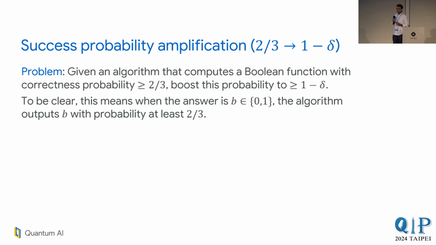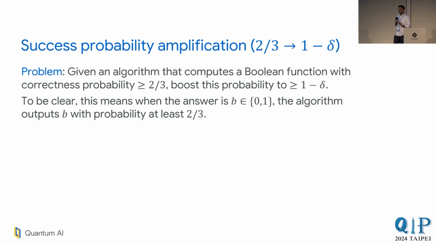Let's say I'm trying to compute a Boolean function, so the output is either 0 or 1. And you tell me that you have an algorithm that computes it with slightly better than 50-50 probability. You can always solve the problem with 50-50 probability: you just answer a random bit and you'll be correct with 50% probability. And you come up with an algorithm that has 2/3 probability. Is that really a big deal? You might say, come on, that's hardly better than chance.